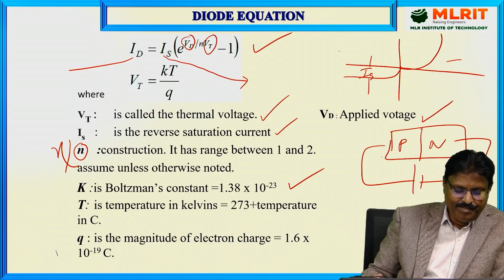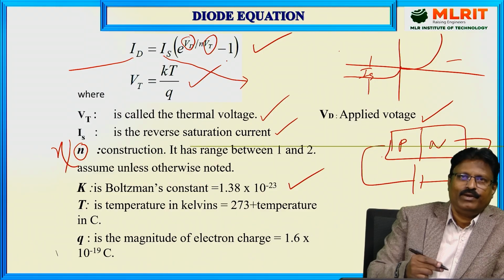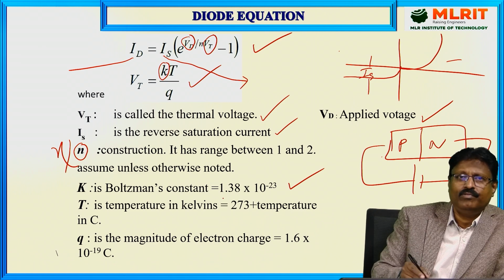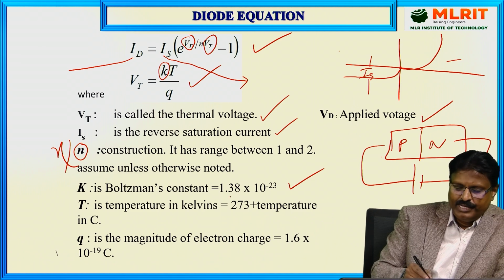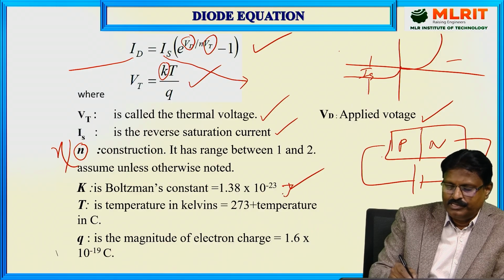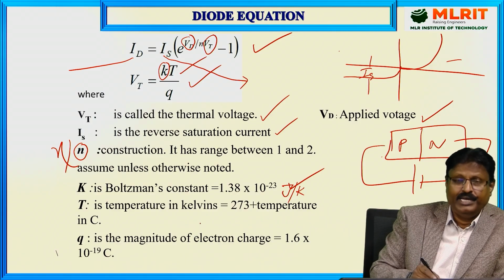Voltage equivalent temperature, and the formula for Vt is equal to kT by q, where k is the Boltzmann constant. As you know, the constant value is defined as 1.38 times 10 to the power of minus 23. These units are joules per Kelvin. And here T is the temperature in kelvins.